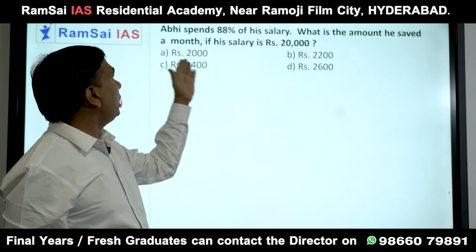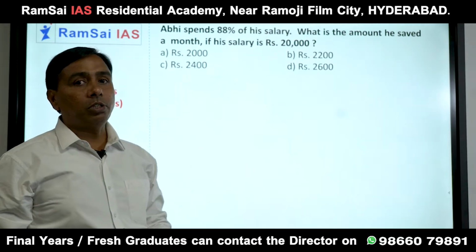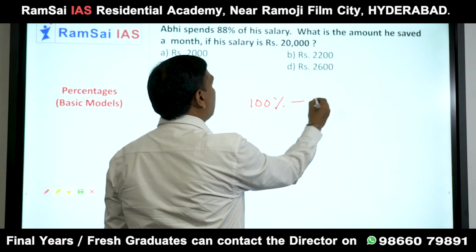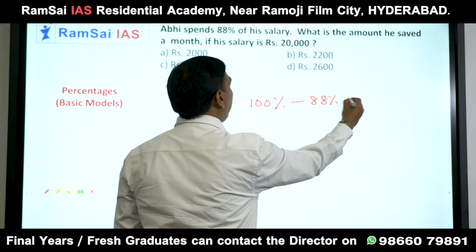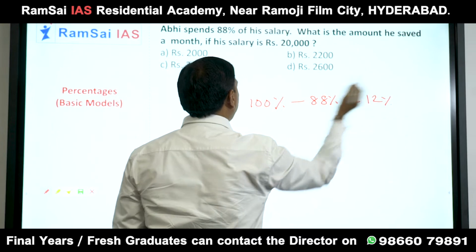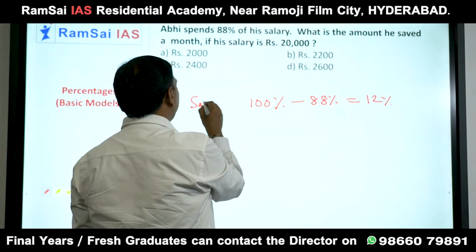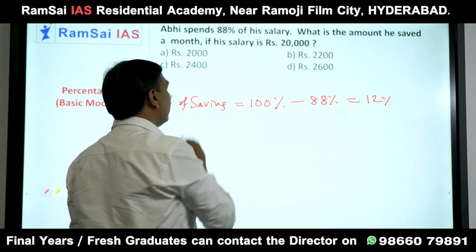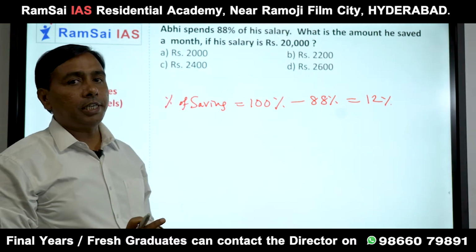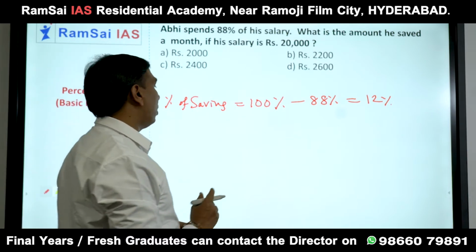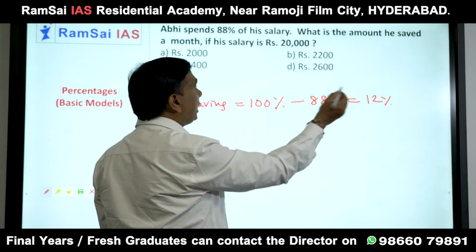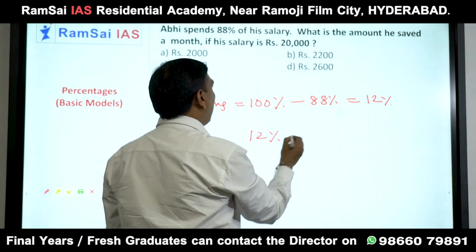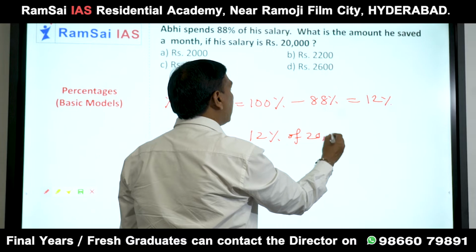So what is the amount he saved in a month if his salary is 20,000 rupees? 100% is his salary and he spent 88% of it. That means his saving is 12%. Percentage of saving is 100% minus 88%, which is 12%. So for 100, he saves 12 rupees. For 20,000, how much does he save? 12% of 20,000 he is asking for.